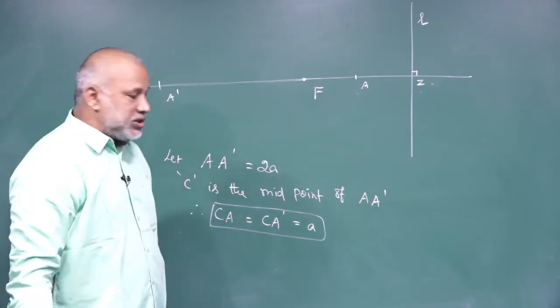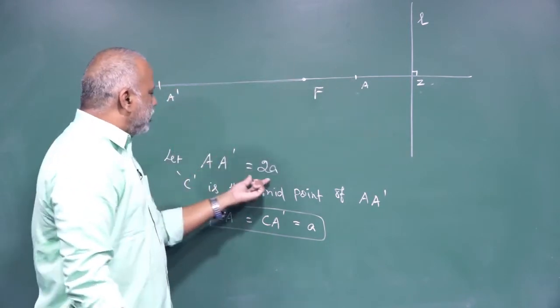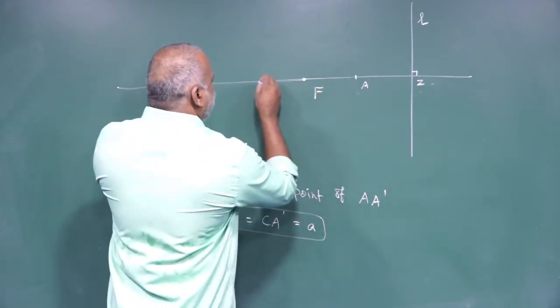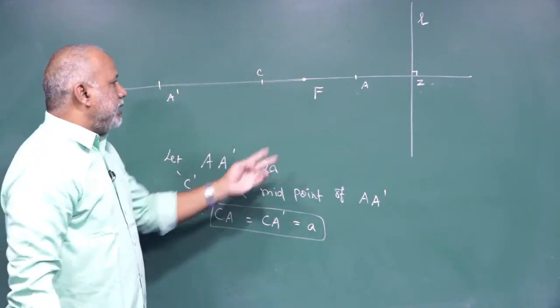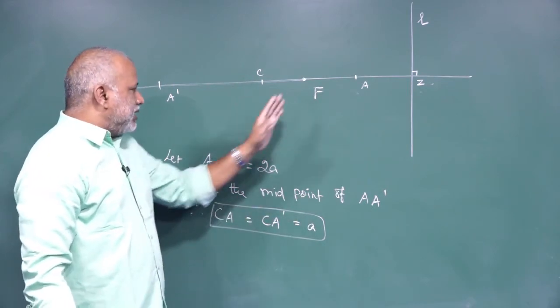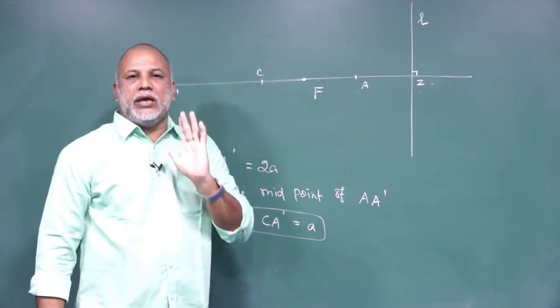Now see the discussion. Let A dash equal 2A. C is the midpoint of A dash, therefore we are going to take the midpoint. Therefore, CA equals CA dash equals small a.